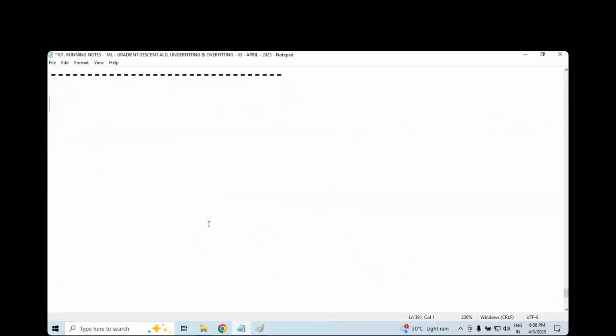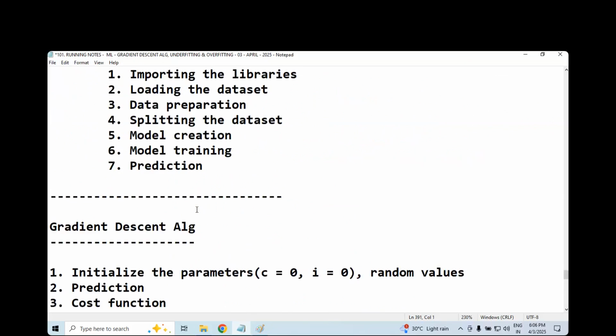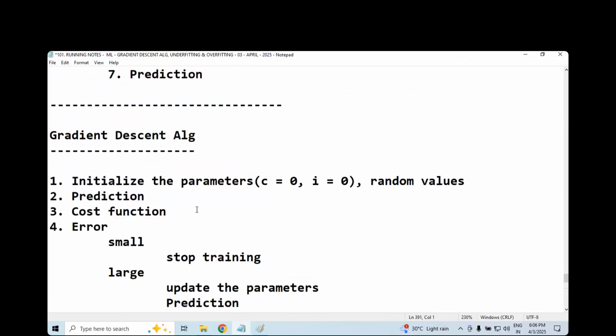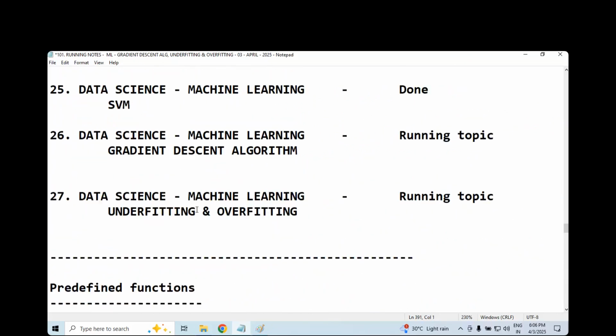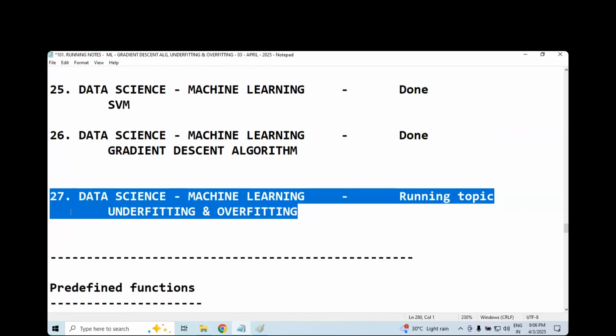Okay. Now the next topic name is underfitting and overfitting.